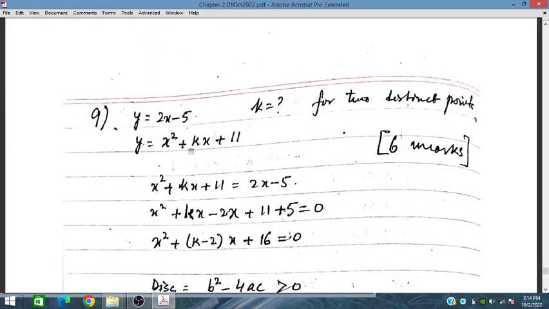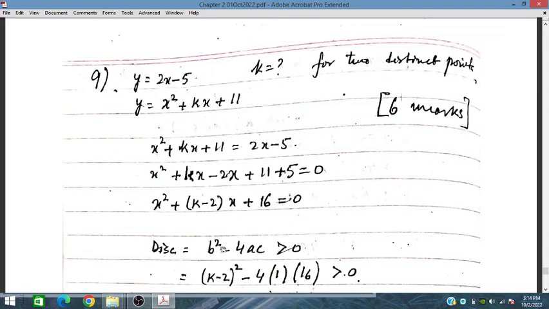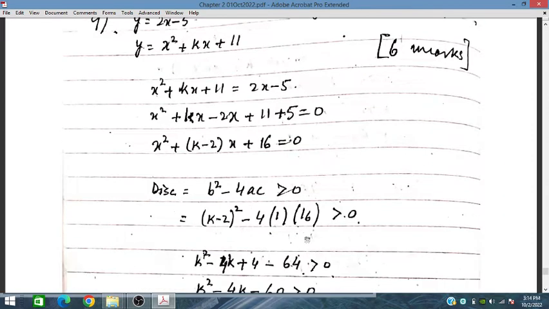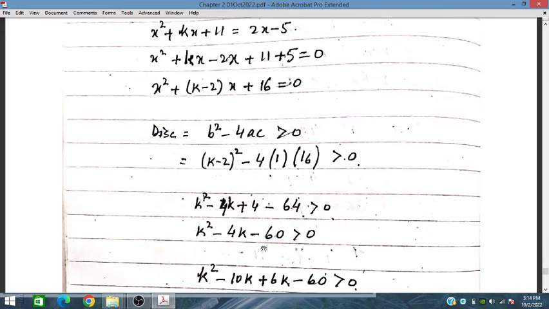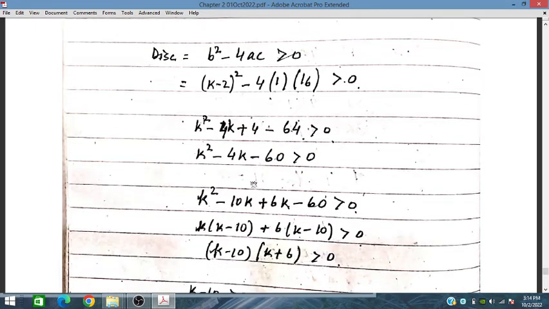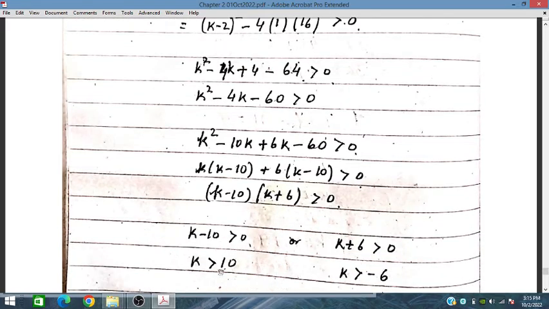So these are two equations, so we equate them and form a single quadratic equation, and from this we apply the discriminant greater than 0 for two distinct points. Because of these two distinct points we have this, and from here we have these equations, and so on. On simplification we have these two values.